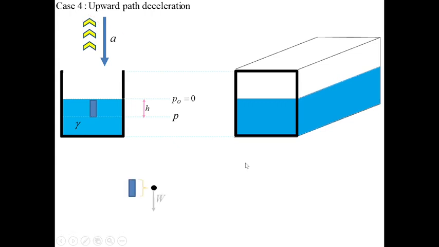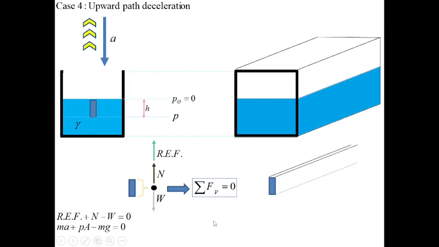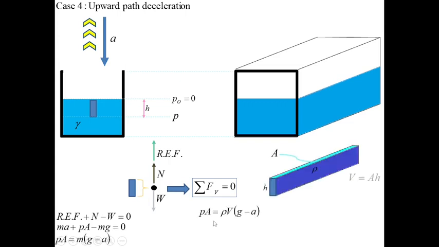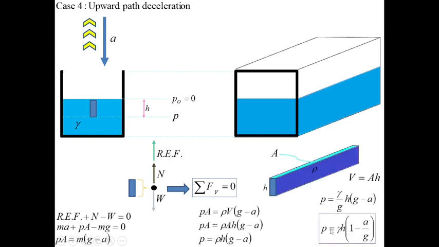Okay, if that's the case, ganun pa rin. Meron kang weight, meron kang normal force, and the direction of the reverse effective force will now be upward. Okay, opposite sa direction ng A. And mag-arrive ka sa sagot na: P equals specific weight times height multiplied by 1 minus A over G.